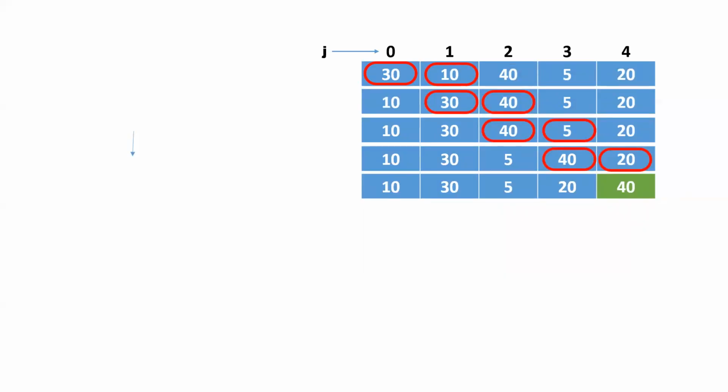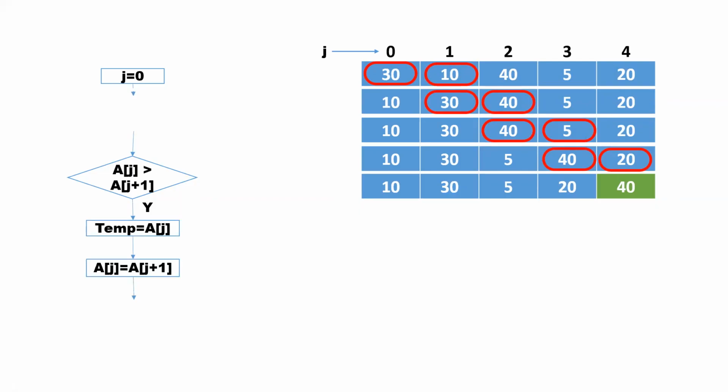Let us take a variable j to represent the array position or the index value. j starts with 0. Now compare the value of the first cell and the second cell. That means we are comparing a of j and a of j plus 1. Since the value of j is 0, we are comparing a of 0 and a of 1. If a of j is greater than a of j plus 1, then interchange the values: temp is equal to a of j, a of j is equal to a of j plus 1, and a of j plus 1 is equal to temp. Temp is just a third variable.